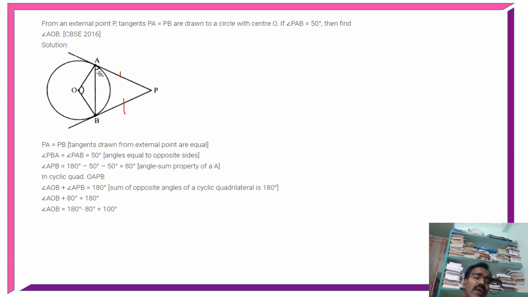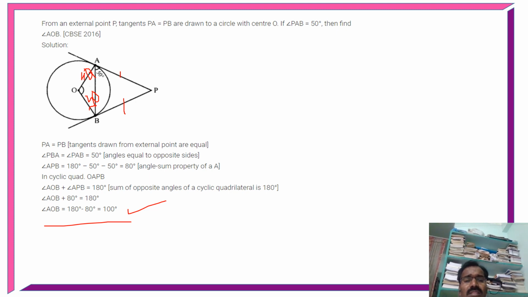As we know, OA is perpendicular to AP, so it will become 40 degrees. If it is 40, automatically the other is also 40 degrees. As we know, in a triangle the sum of the three angles is 180 degrees, and the sum of these two is 80. So angle AOB is 180 minus 80, that is 100 degrees. And let us go with the next slide.